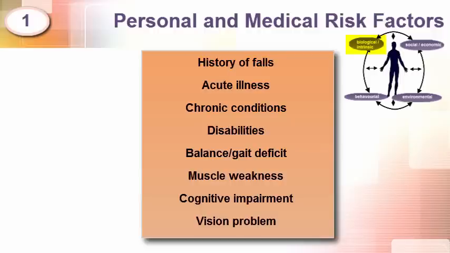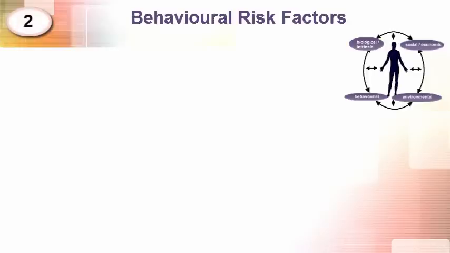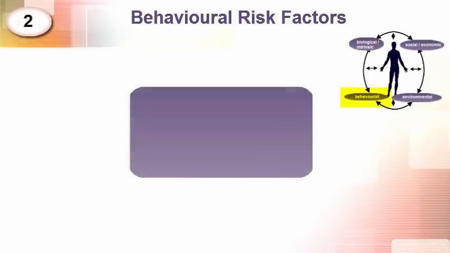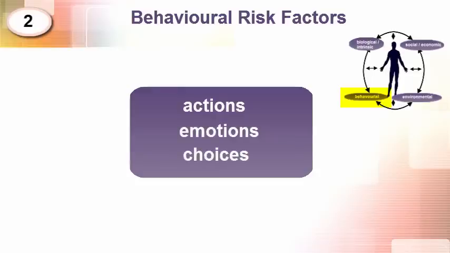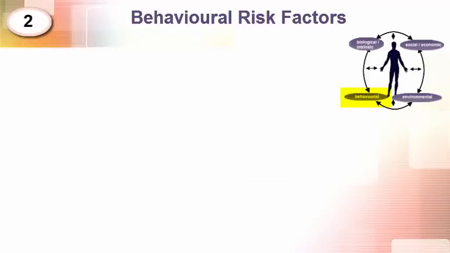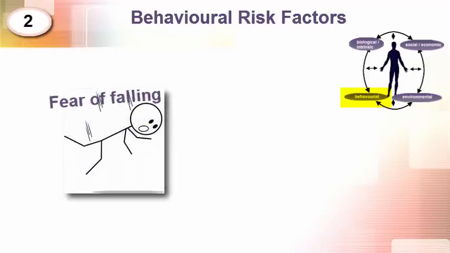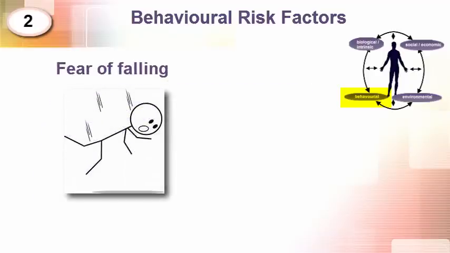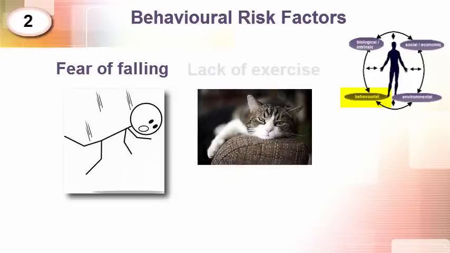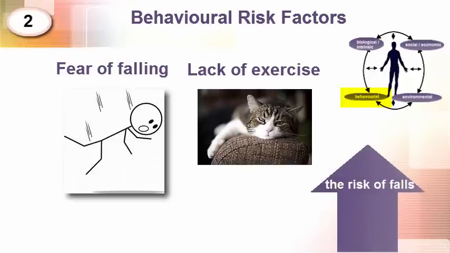The second category is behaviors that increase the risk for a fall, including actions, emotions, or choices of the individual. The fear of falling that we talked about in Module 1 can cause the person to be less physically active. Being less active or making the choice not to exercise will lead to muscle weakness and poor balance, which further increases the risk of falls.